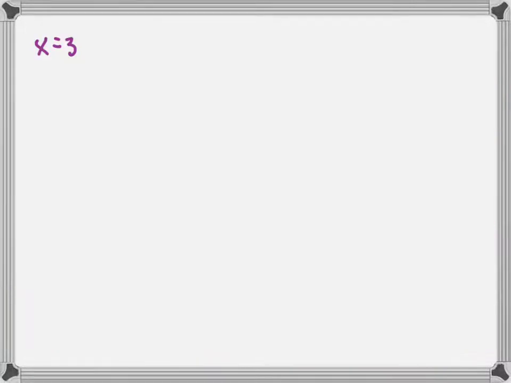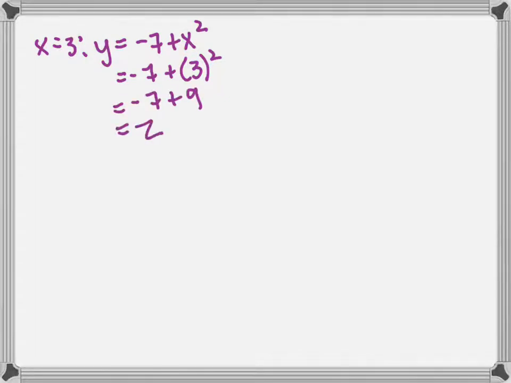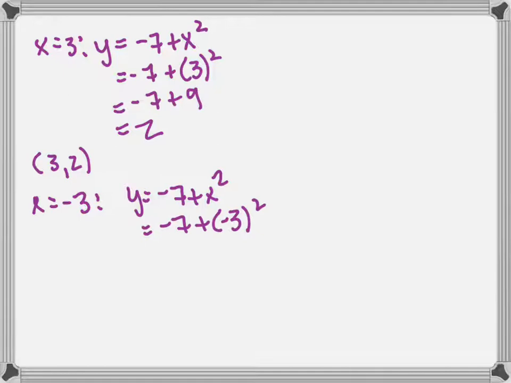So when x equals 3, if we're using y equals -7 plus x squared, we'll substitute in 3 for x. So -7 plus 3 squared equals -7 plus 9, or 2. That means we have one solution that is x is 3, y is 2, or the ordered pair (3, 2). If x is -3, we'll do the same thing. Substituting in -3 for x, parentheses are important, we get -7 plus (-3) in parentheses squared, -7 plus 9, or 2 again. So now we have the solution (-3, 2).